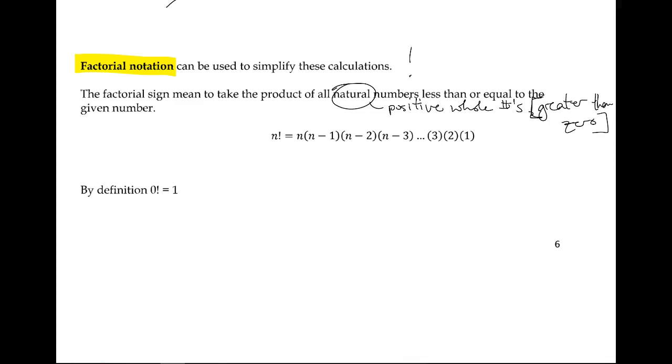And so in general, we can say that if any number is excited in math and has a factorial sign, what you're doing is you're taking that number times 1 less than it, times 2 less than it, times 3 less than it, all the way down to 1. Do not include 0.